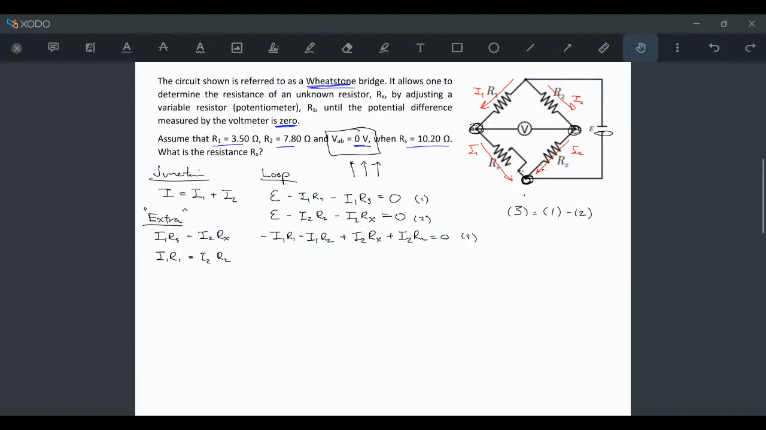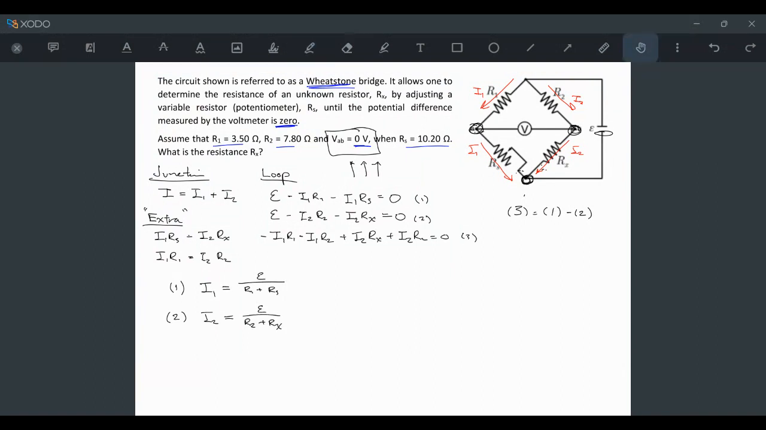Okay, so the first thing I want to do, we'll take equation 1, and I'll solve that for I1. So that's equal to epsilon divided by R1 plus Rs. So what I've done is I've factored out the I1, I've moved everything to the right side and divided by R1 plus Rs. Similarly with equation 2, we can solve for I2. And the form is nearly identical. But this time it's R2 plus Rx.